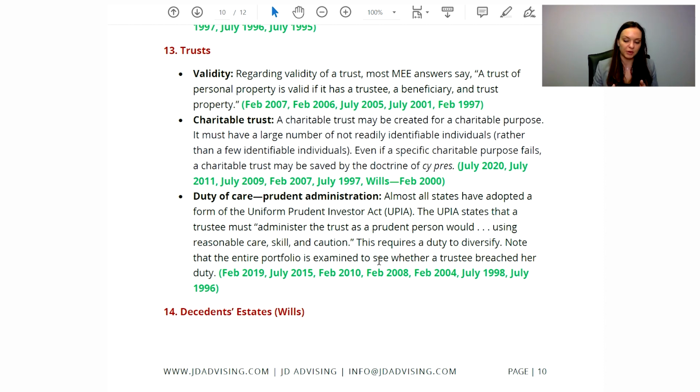But they also usually sprinkle in there that there must be a present intent to create a trust. So it's helpful if you add that sentence in as well to get those points. Now, turning to that third bullet, the duty of care, prudent administration specifically.